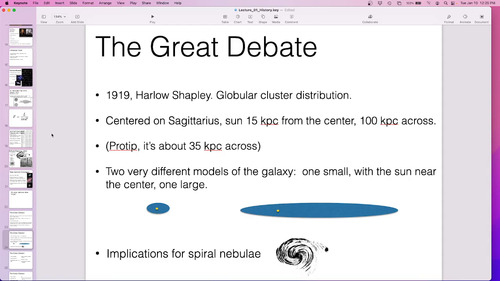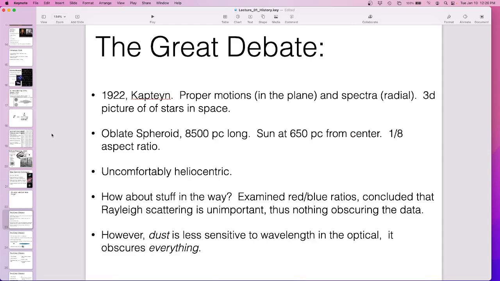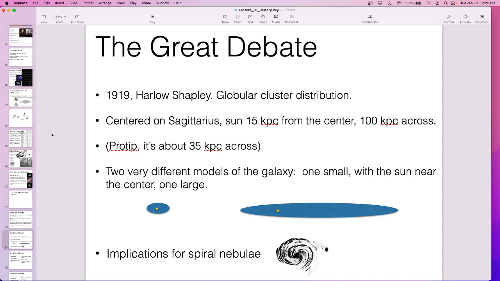So he looked at the globular cluster distribution, and I'll talk about what that means later, but there's these clusters that are around the galaxy, and you can measure what those things are doing, and he said that the center of the galaxy is centered on Sagittarius. That's right. And the sun is about 15 kiloparsecs from the center. That's way different from this other picture, which had the whole thing is only 8,000 parsecs long. And now we're 15 kiloparsecs from the center, which is closer to right. And the galaxy is 100 kiloparsecs across, which is not bad.